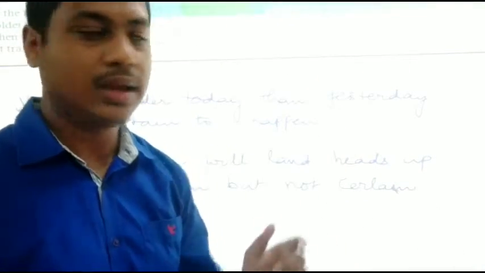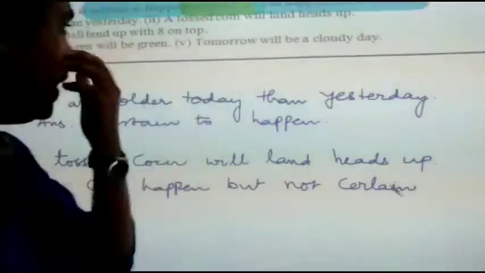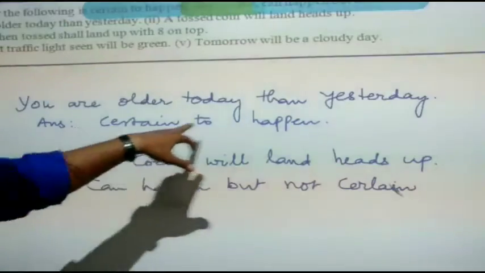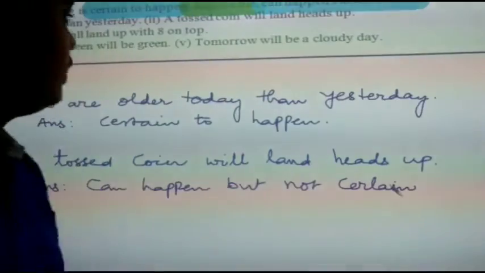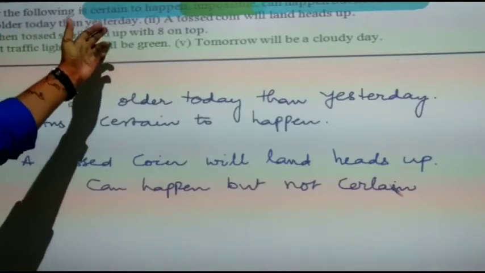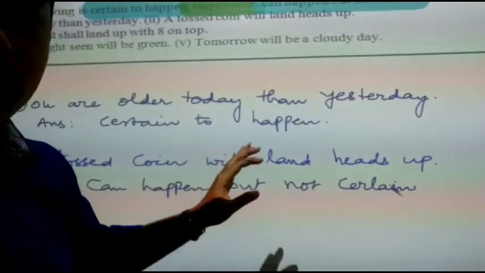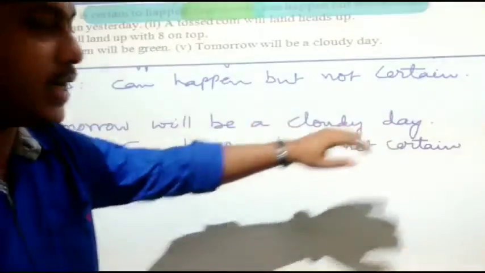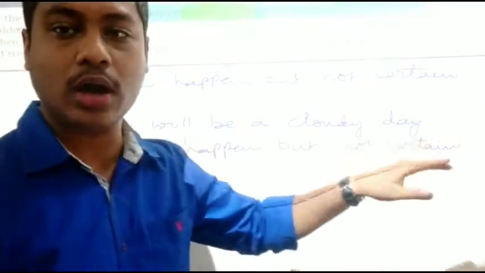So we have to write questions 1, 2, 3, 4, 5 in that way. Again I am repeating. The first one, you are older today than yesterday: certain to happen. A tossed coin will land heads up: can happen, but not certain. A die when tossed will land up with 8 on top: this is impossible. For question 4, write can happen but not certain, and for 5, tomorrow will be a cloudy day, again it can happen but it is not certain.